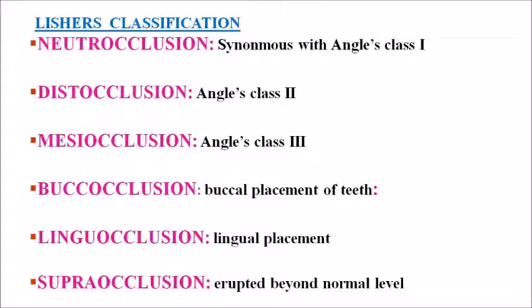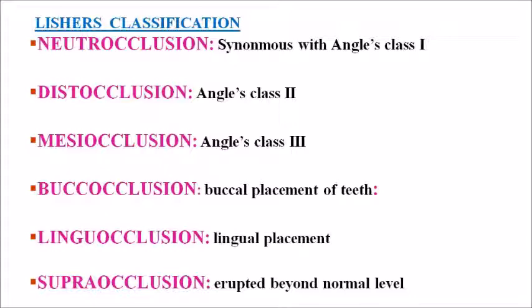Now another classification of malocclusion was proposed by Lischer. He has given new terminology to the different malocclusions. The first one is neutro-occlusion, which is synonymous with Angle's class 1 malocclusion. Disto-occlusion is when the mandible and lower molar are distally positioned, so it is Angle's class 2 malocclusion. Then mesio-occlusion is similar to Angle's class 3 malocclusion.